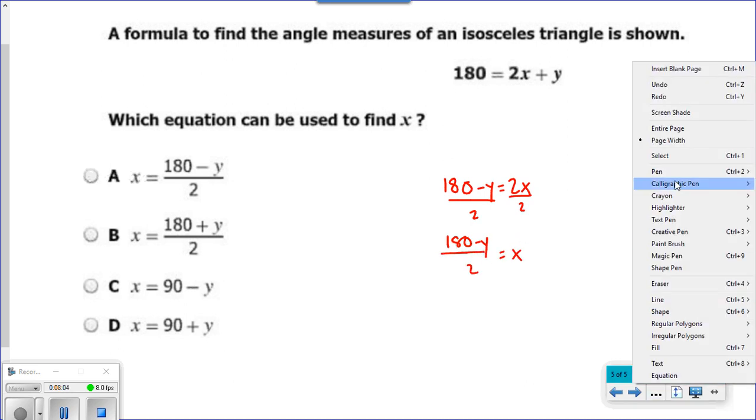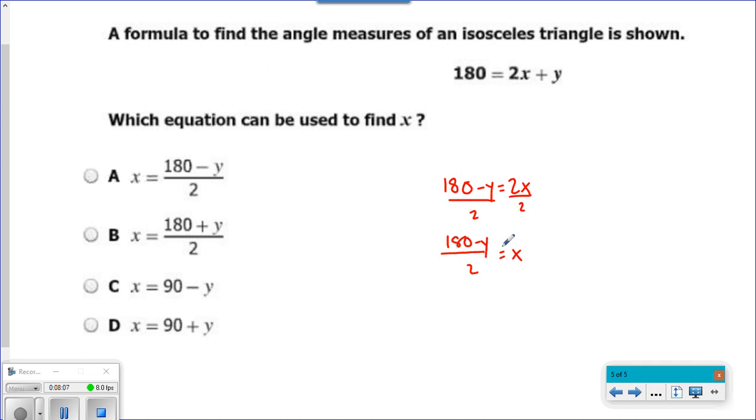Remember that when we were simplifying expressions before, the only way I could divide was if all three numbers shared a common factor. 2 and 180 can be simplified, but 2 and negative y cannot. So my final answer has to be the 180 minus y over 2.